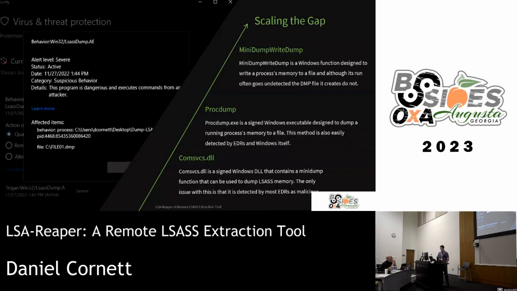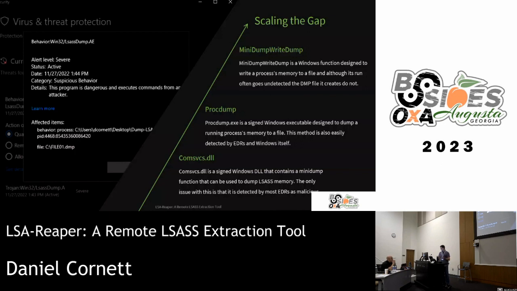So, scaling the gap. Starting from the bottom, these are ways of dumping LSASS. Within Windows, there is a DLL called comsvcs.dll, a signed Microsoft Windows binary that has a MiniDump function. But the big issue with this is that it's an old technique. Everyone knows about it. Everything alerts on it. So the actual attack vector for that is pretty limited. Defender itself will actually block this attack, and it won't even give you a minidump.